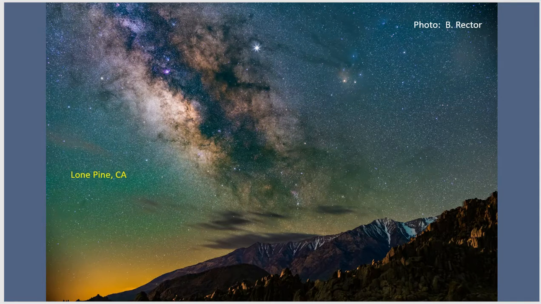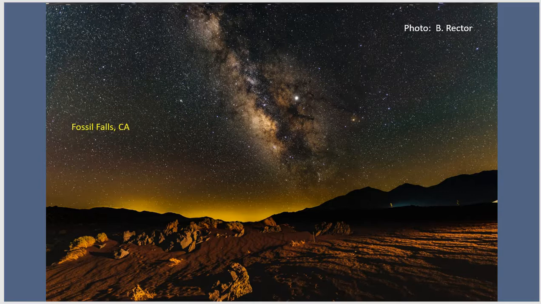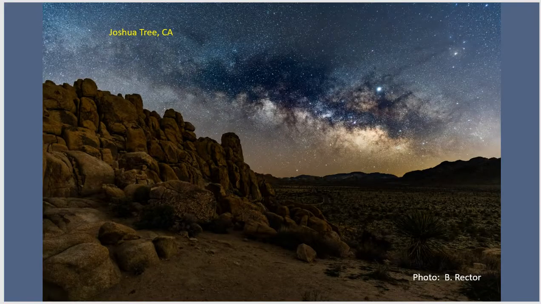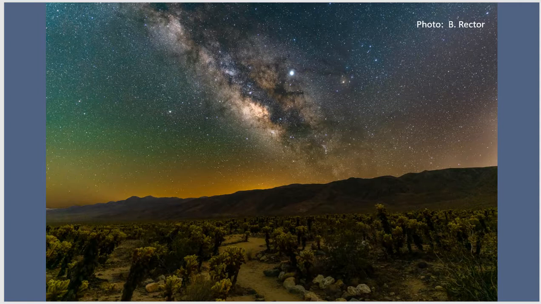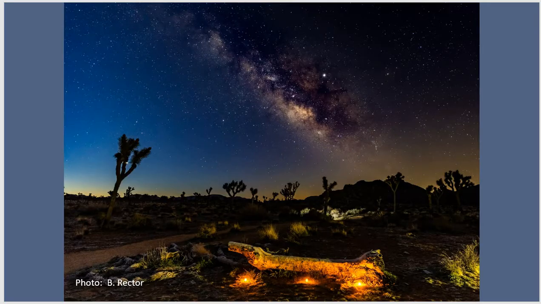Here we see the Milky Way in Lone Pine, California. These are the southern Sierra Nevada mountains. Nearby, in Fossil Falls, this is what the Milky Way looked like. Here we see the Milky Way in Joshua Tree. Here's the famous Arch Rock. And the Cactus Garden in Joshua Tree. And again, the sun is rising here, so we see the transition from night to day.